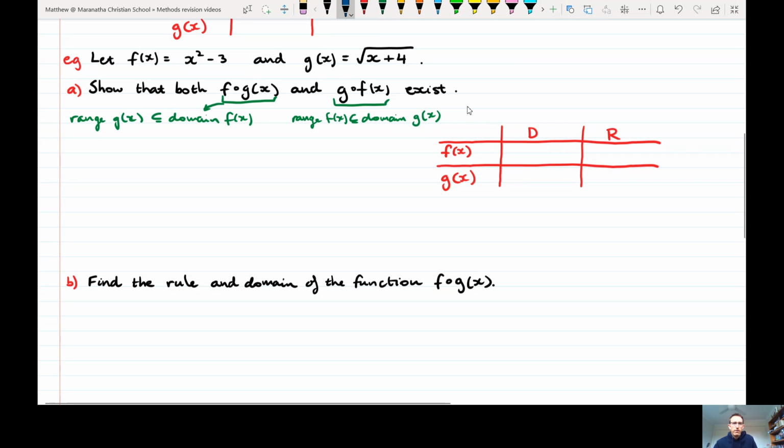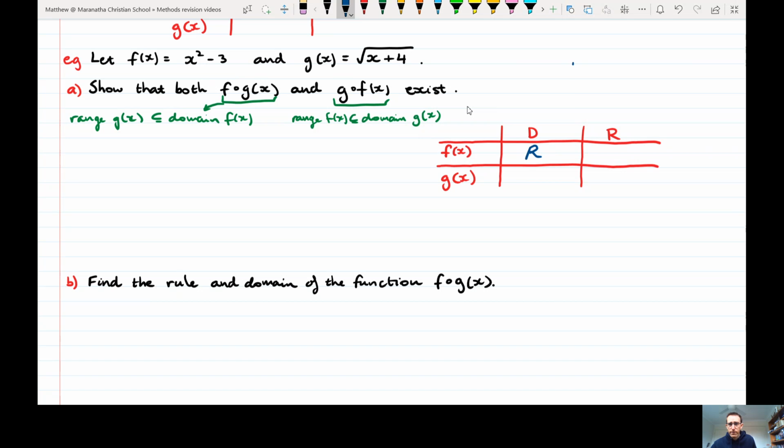So let's look at the domain of f of x. f of x is a quadratic. There is no restriction given. So quadratics, we know, have a domain of all real values. Remember, this one looks like this, turns at -3. There's no restriction, there's no division by 0, there's no square roots of negatives, it's just all real values.